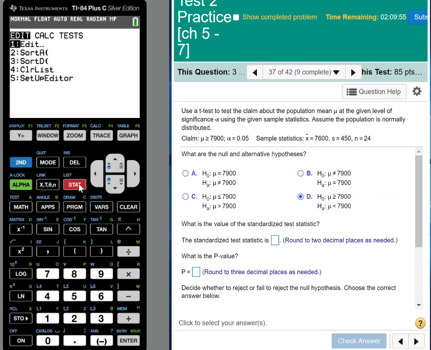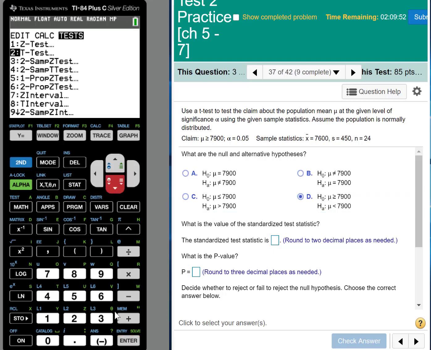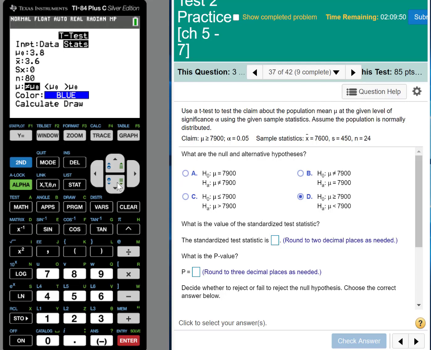Okay, let's run the test stat. T-test. Mu 0 is what? 7900. Enter. X bar 7600. S is 450. A good way to prepare you for the test, guys, is that you do those problems. Mu is what? Less than. And make sure to select it and press enter here. Now it is selected.